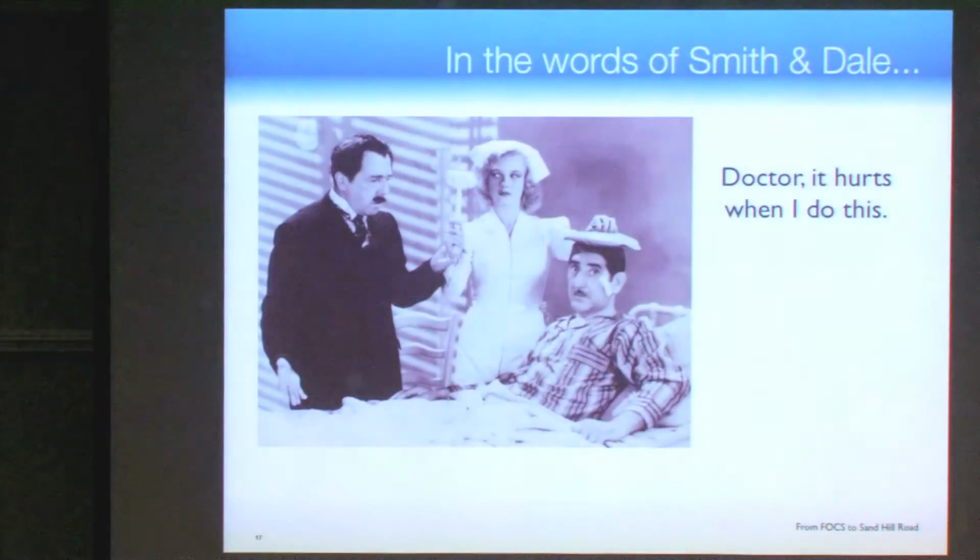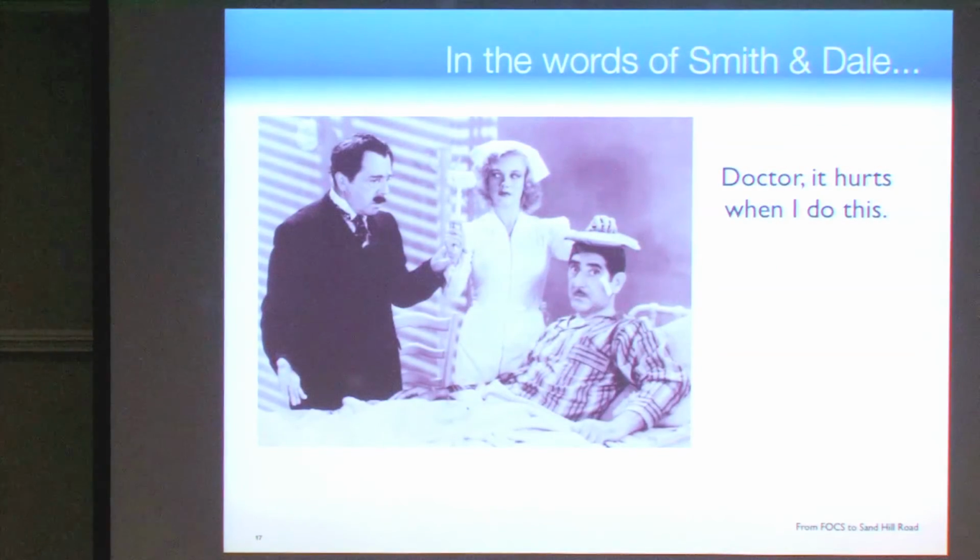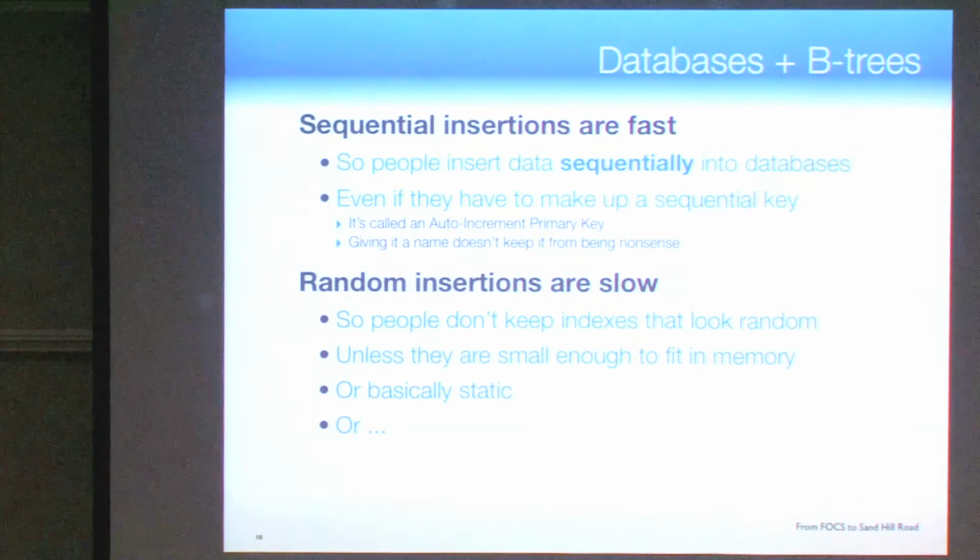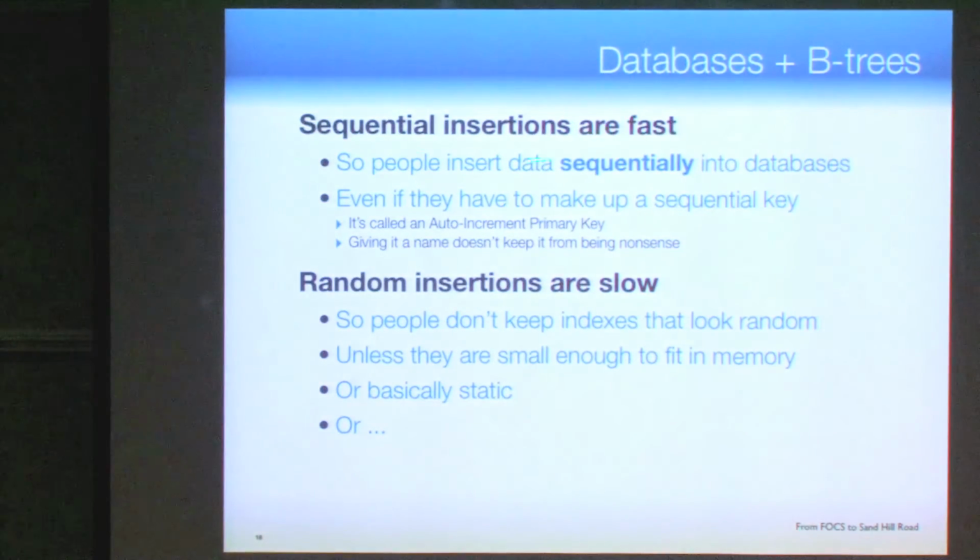So, doctor, it hurt. 0.05% or 0.05? Percent. 0.05. Almost nothing. I think almost no bandwidth. You get almost no, like, painfully close to zero bandwidth. Doctor, it hurts when I do this, which is the random insertions. So don't do that, right?